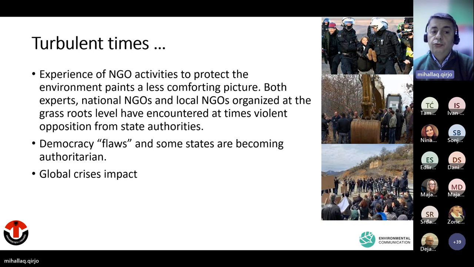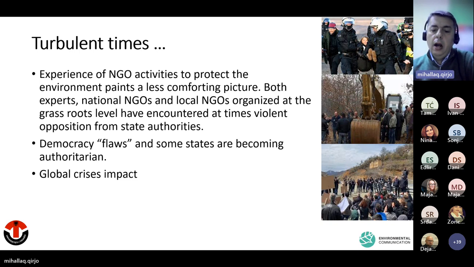And not to forget the global crisis, including pandemics, the war in Ukraine, the energy crisis, the economic crisis with the prices going up. All those things are on the shoulders of the communities organizing activities, because then Maslow comes into effect. They wouldn't talk anymore about environment if they don't have a job. They might migrate somewhere else. So basically, the turbulent times affect the action and the work of the civil society.